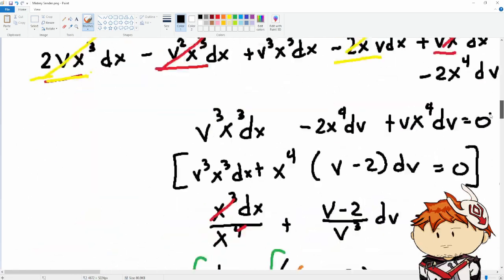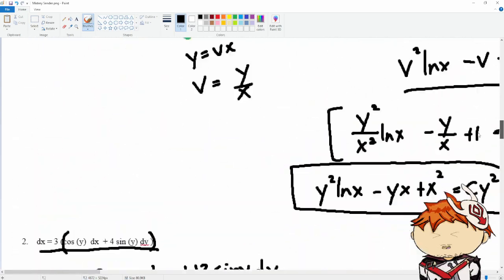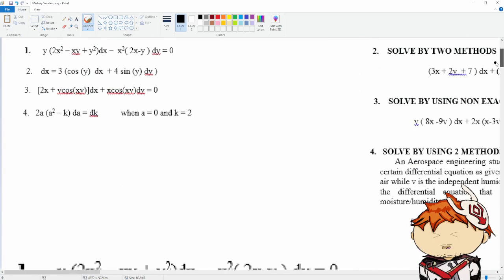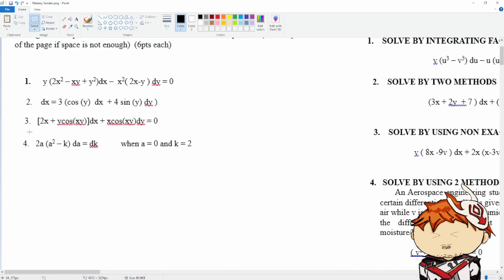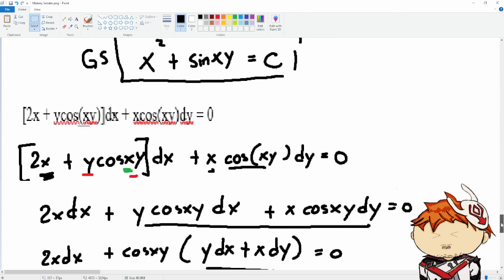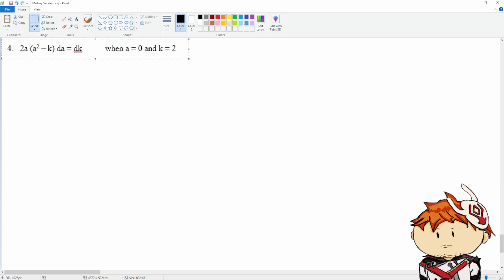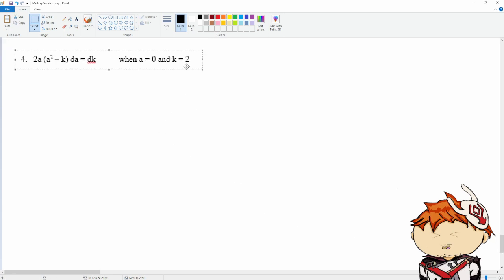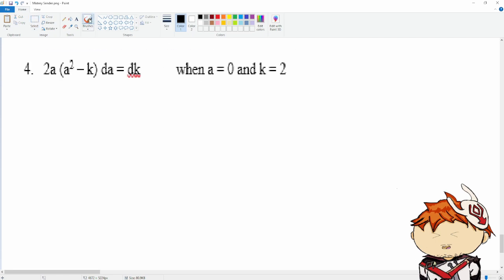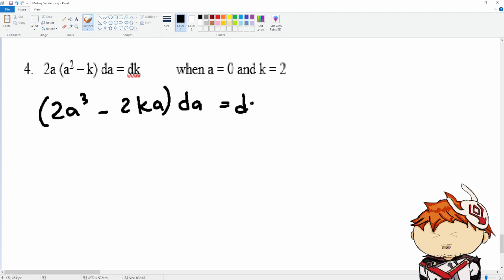Alright. Anyways, let's solve for number 4. Let's solve for number 4, the last problem for our part 2. It seems that our part 2 is an IVP, or initial value problem. Let's not forget a equals 0 and k equals 2. So let's write out 2a cubed minus 2ka dA is equal to dk.